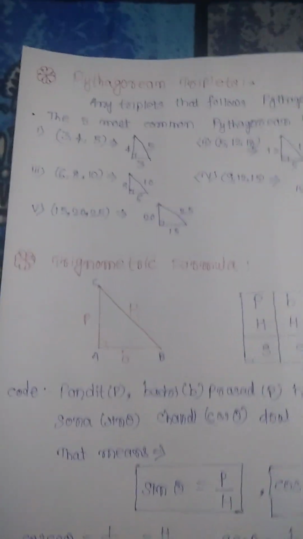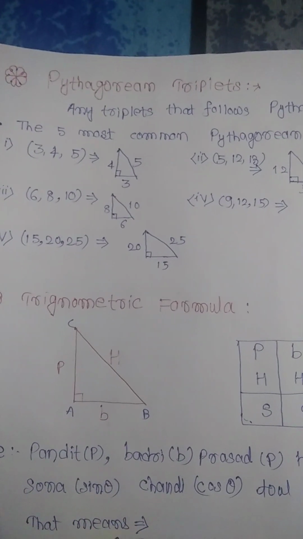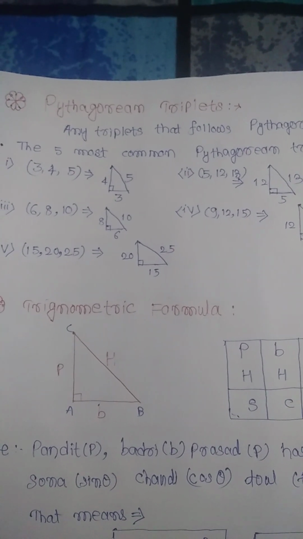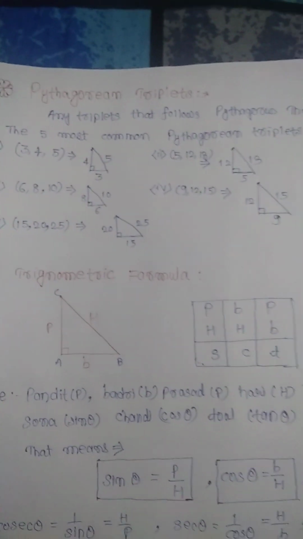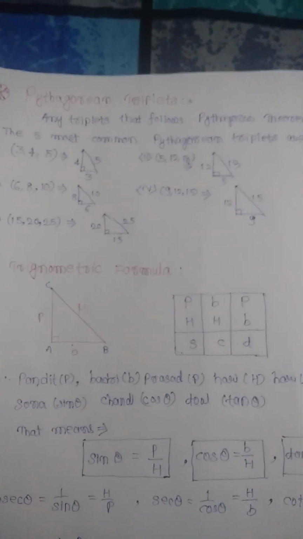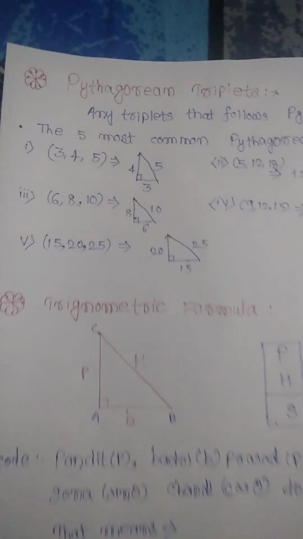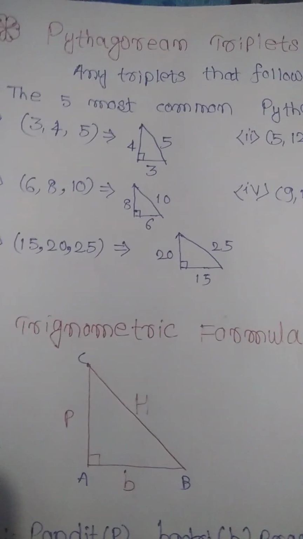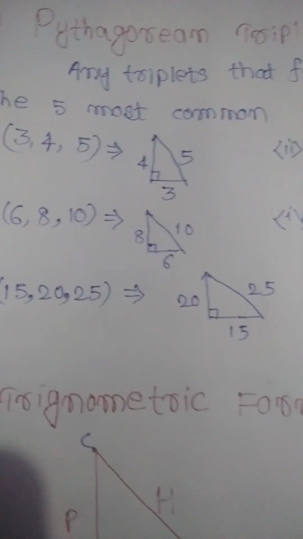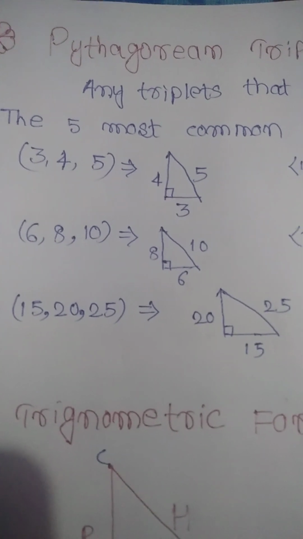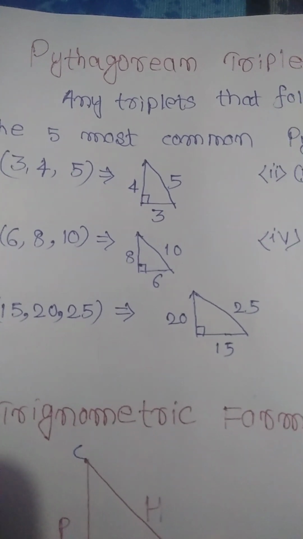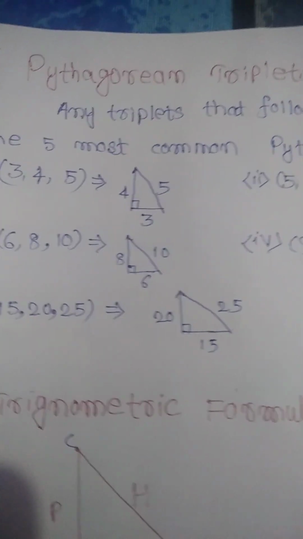Now let's deep dive into the Pythagorean triplets. Any triplets that follow the Pythagoras theorem. We will discuss the 5 most common Pythagorean triplets. First is 3 4 5. If we look at this first triangle, in the right angle triangle the base is 3, the perpendicular is 4, and then the hypotenuse will obviously be 5.